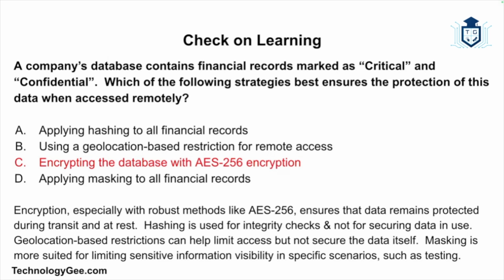So encryption, especially with robust methods like AES-256, ensures that data remains protected during transit and at rest. Hashing is used for integrity checks and not for securing data in use. Geolocation-based restrictions can help limit access but do not secure the data itself. And masking is more suited for limiting sensitive information visibility in specific scenarios, such as testing.